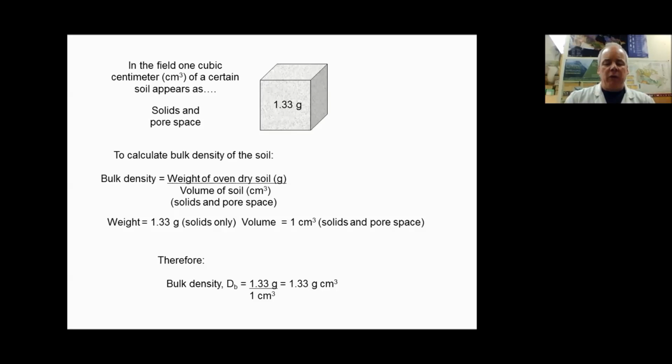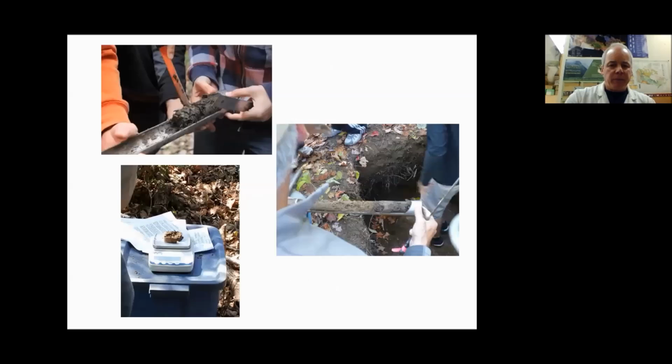So again, if you've done density in school in chemistry or physics or any kind of science course, you can see the similarity of the equation, looking at a mass per volume. And we do that for bulk density to calculate soil compaction.